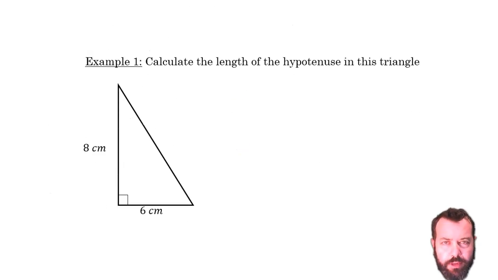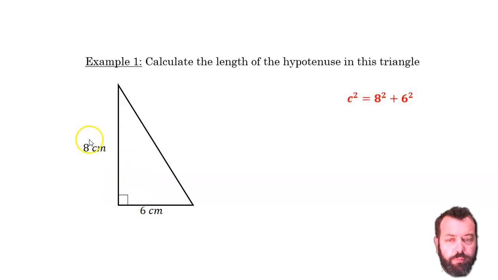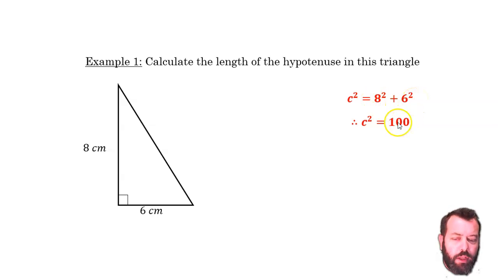So here we go. Here's an example. There's a right angle triangle. I've got two of the short sides. This is the hypotenuse here. It's opposite the right angle. It's the longest side. So I want to calculate the length. I need to square the 8 and square the 6. That means 8 times 8 plus 6 times 6. Now, 8 times 8 is 64 and 6 times 6 is 36. And you add those together, you get 100. You can do that in your calculator if you like. So c squared equals 100.